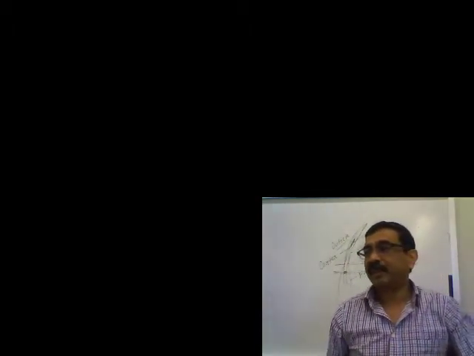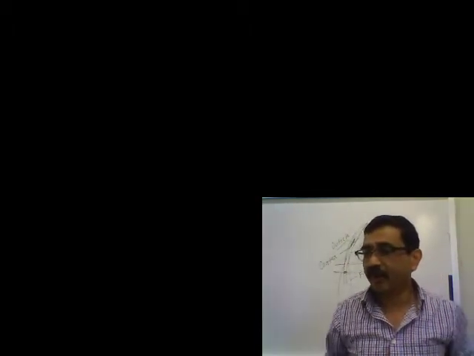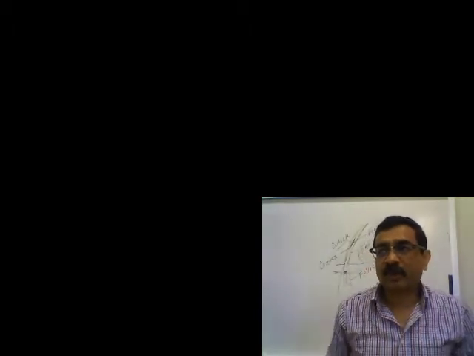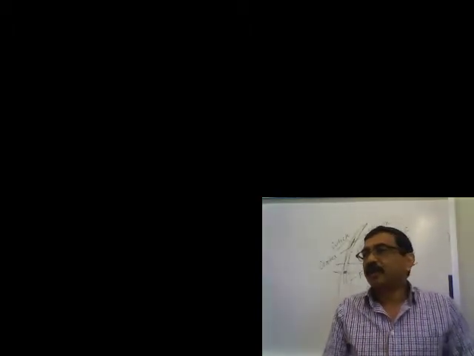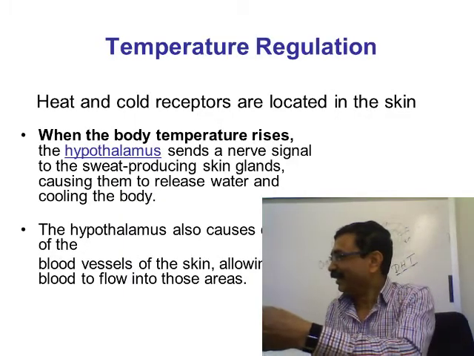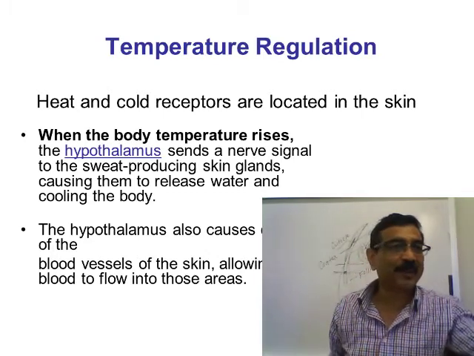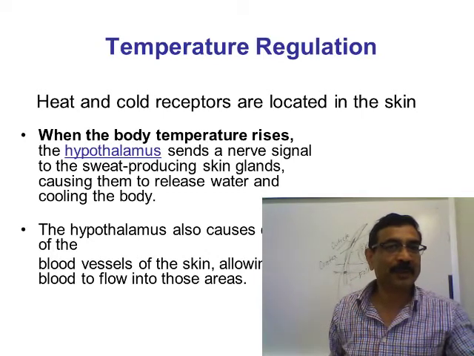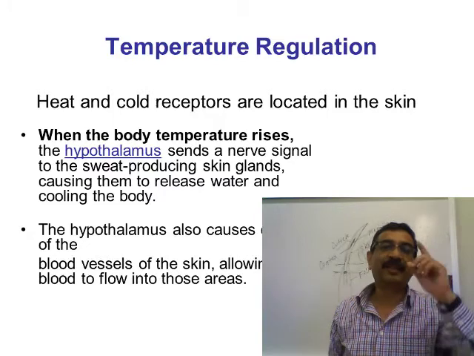Temperature regulation: we know how the skin regulates the temperature. Sweating and increasing the blood flow both lower the body temperature. Now, we know that, but we don't know who is telling the sweat gland to secrete, right? Who is telling the blood vessels to dilate? We don't know that. That is the brain.